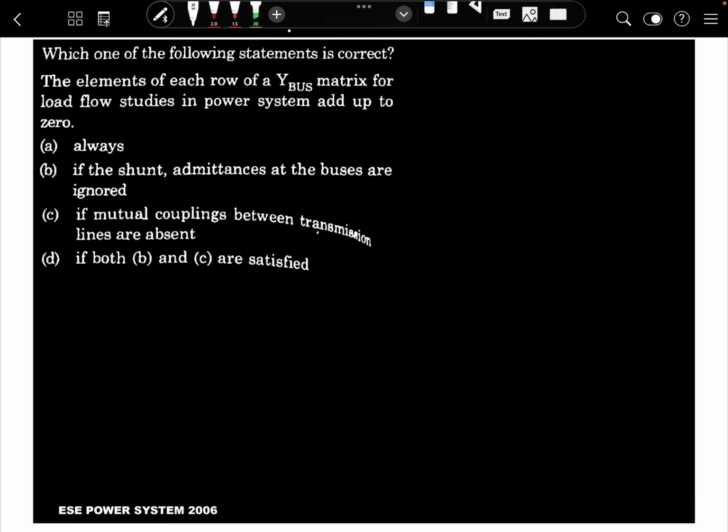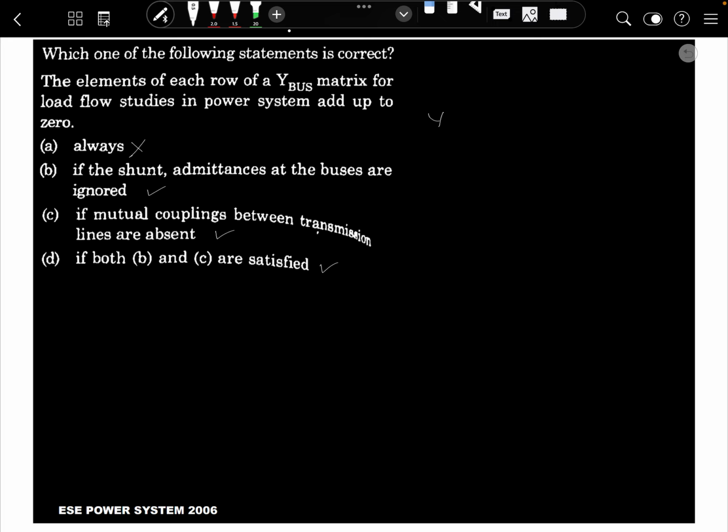Next, which one of the following statements is correct: the elements of each row of the Y bus matrix in load flow study of a power system add up to 0? It is not always so. If shunt admittance of a bus is ignored, this is correct. Mutual coupling of transmission lines is absent, yes, this is also correct. So option D is correct.